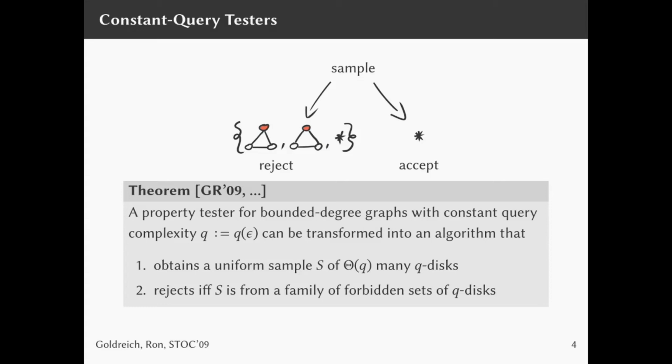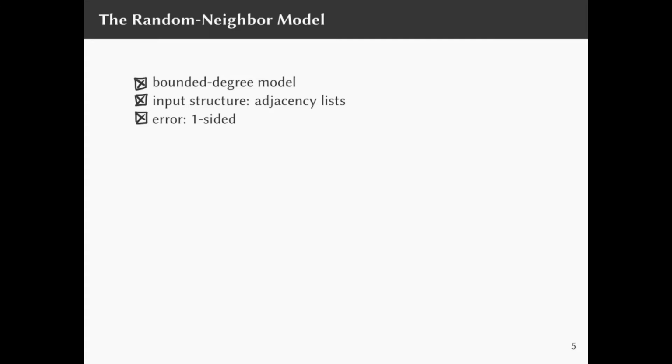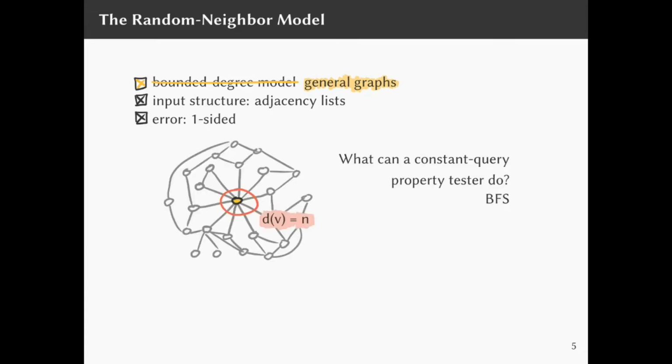The bounded degree model is nice, especially its analysis is nice, but let's consider a slightly more general model. In particular, let us remove the constraint that all the graphs have bounded degree. Let's just consider any graph. In this model, the property tester might query the graph by querying for a random entry from adjacency lists. So what can a property tester in this model do? It definitely can't do a BFS because there might be vertices that have linear degree, and therefore querying all the neighbors of these vertices already requires a linear number of queries.